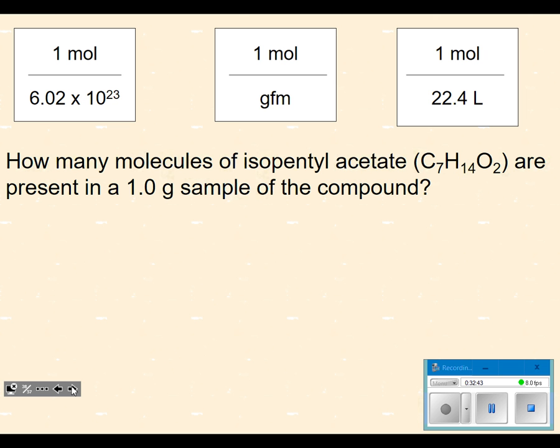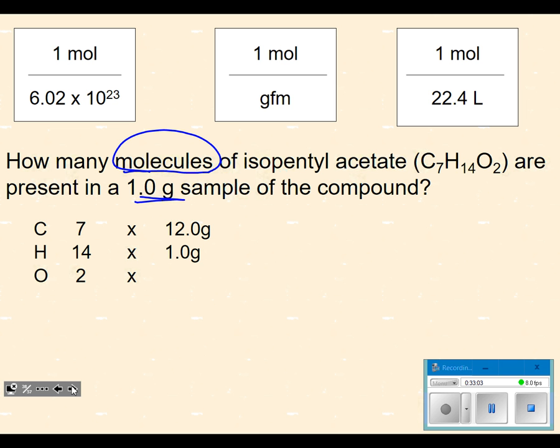Now I have molecules of isopropyl alcohol. I want to know the molecules, and I'm starting with grams. So first of all, I'm going to have to find the GFM. I'm just going to tell you that. So C, H, and O: I have 7 carbons, 14 hydrogens, and 2 oxygens. Carbon is 12.0 grams, hydrogen is 1.0 grams, and oxygen is 16.0 grams.